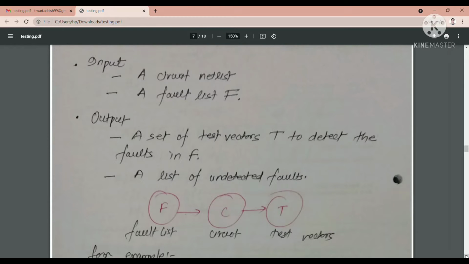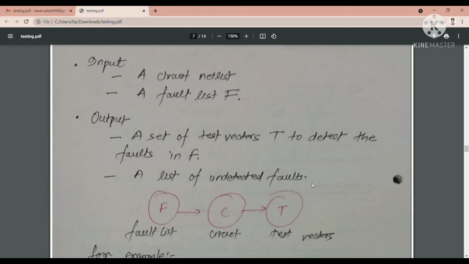And what is the output? Output is a set of test vectors T to detect the faults in F, where F is the fault list. And also a list of undetected faults. Suppose if any fault is remaining and it is not detected, then we get a list of undetected faults.